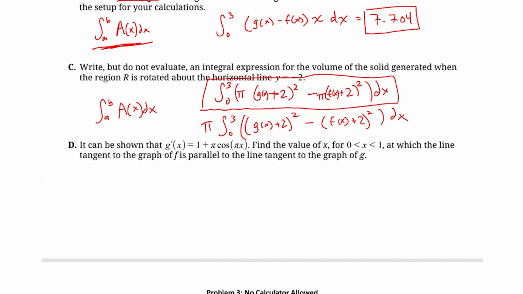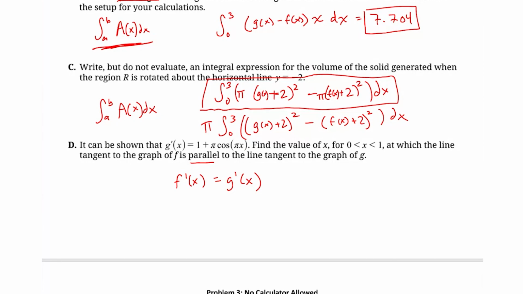It says it can be shown that the derivative of g is 1 plus pi cosine pi x. Find the value of x between 0 and 1 at which the line tangent to the graph of f is parallel to the line tangent to the graph of g. So in order for it to be parallel, what we need is the slopes of the tangent lines to be equal. The slope of the tangent line of f is just f prime x, and the slope of the line tangent to g is just g prime x. So we need f prime to equal g prime on this interval.